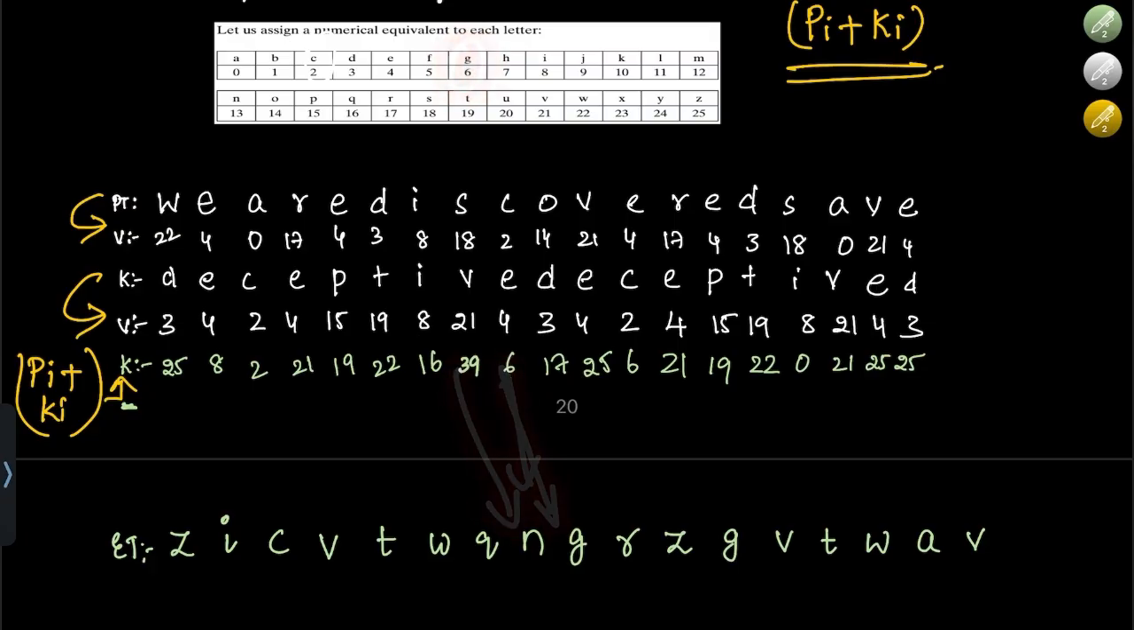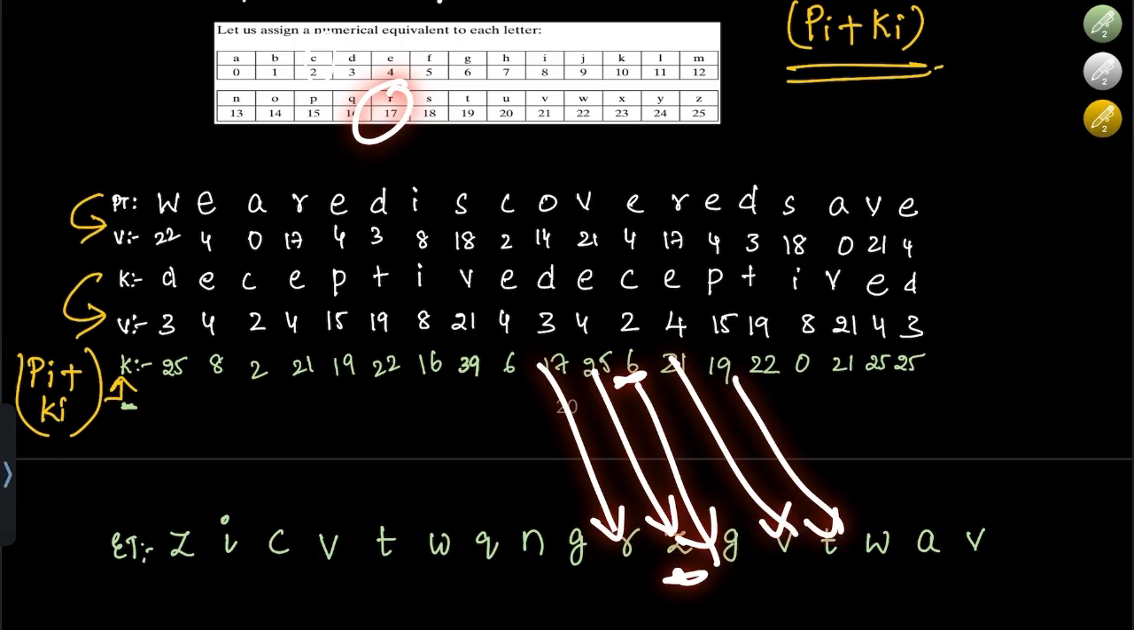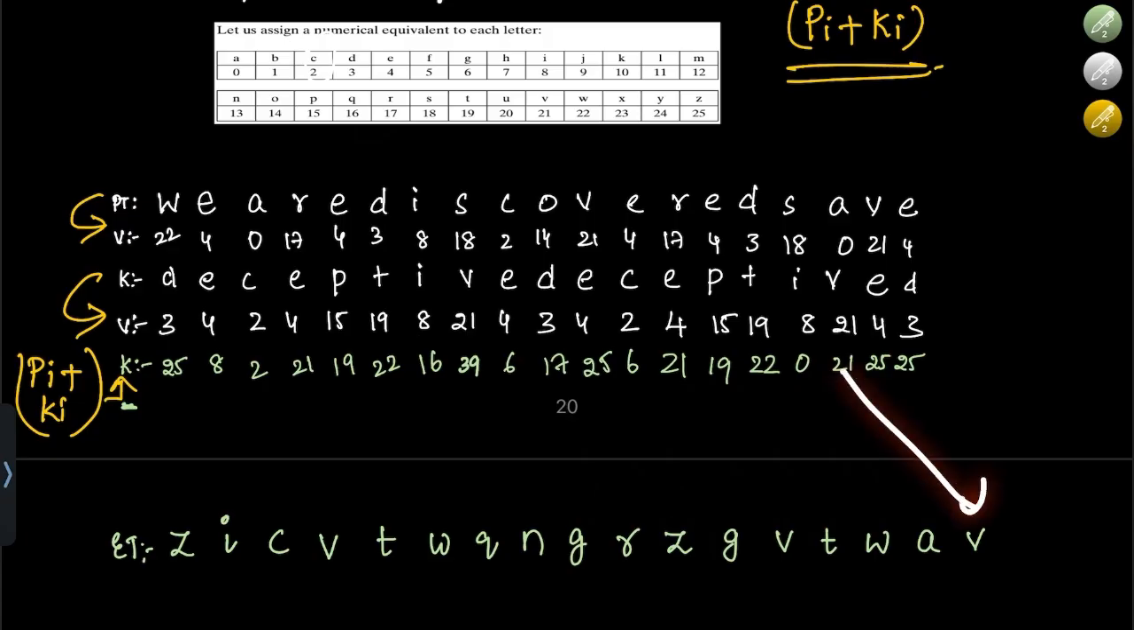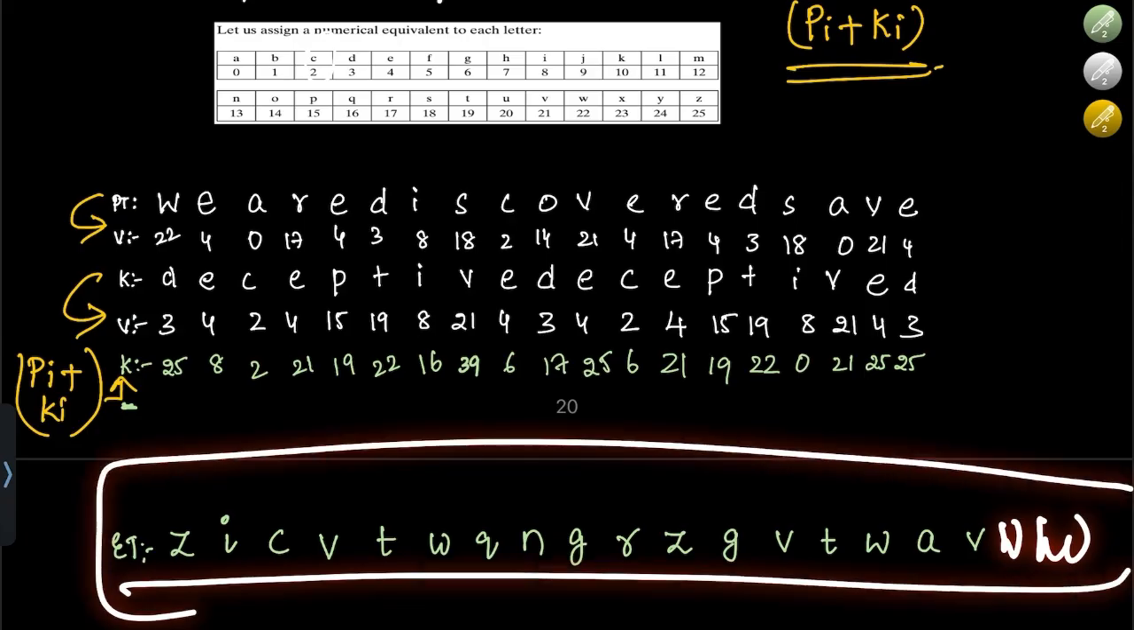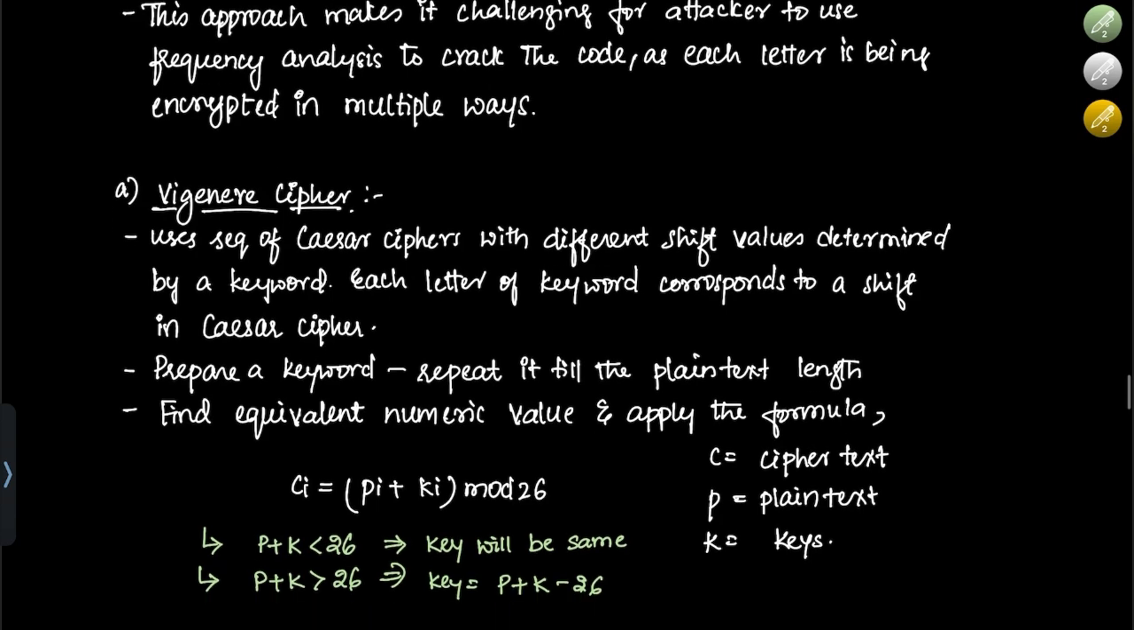N here again G. And then 17. 17 is R, so I have written R here. Then 25. 25 is Z. Then 6. 6 is G. 21 is V. 19 is T. 22 is W. 0 is A. And 21 is V. And then 25 is W. And again W. So this is how I get the complete ciphertext. So this was about the Vigenère cipher.